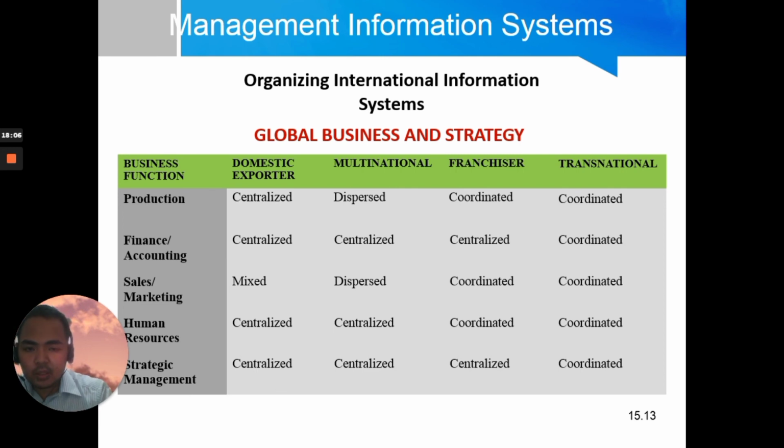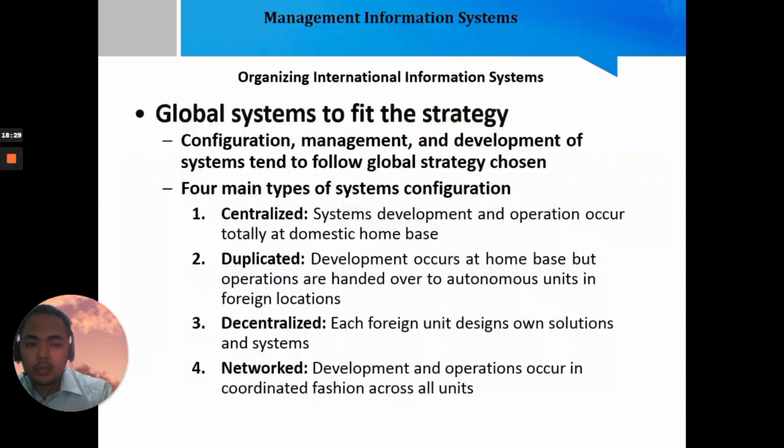Multinational is dispersed, while franchisor as well as transnational is coordinated. Human resources is centralized, as is the multinational, while franchisor and transnational are coordinated. For strategic management, the domestic exporter, multinational, and franchisor have centralized systems, and transnational is coordinated. Okay, all right, next.